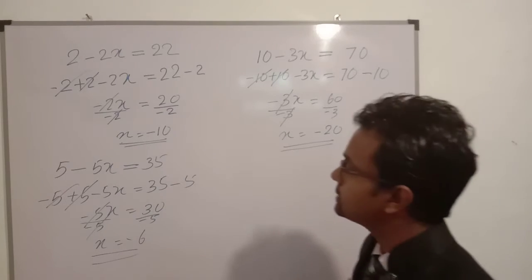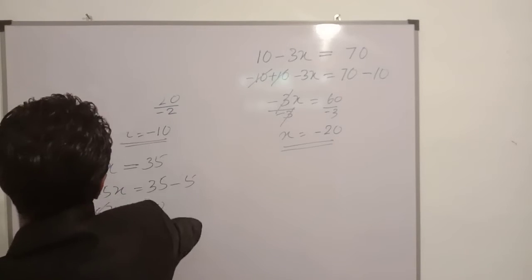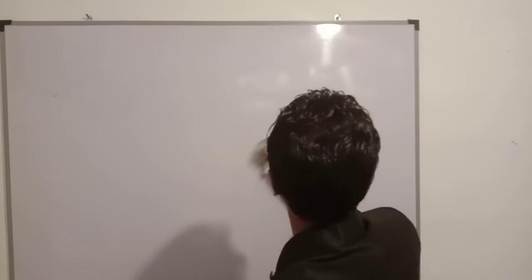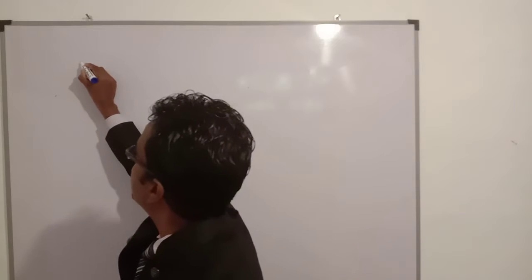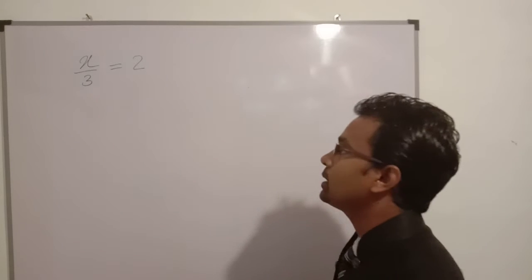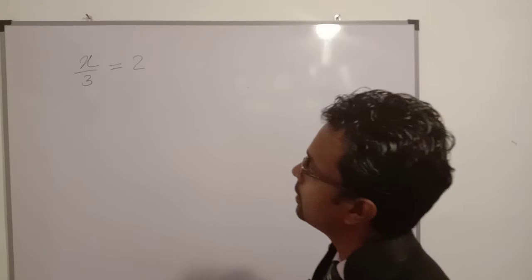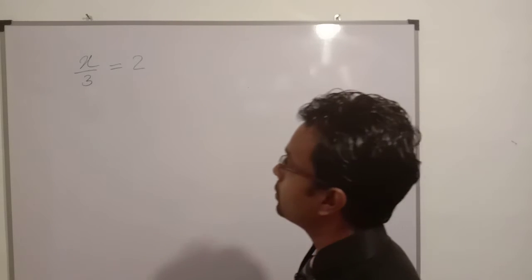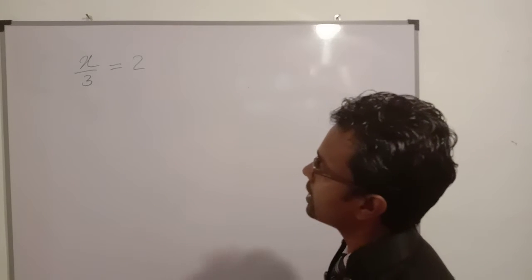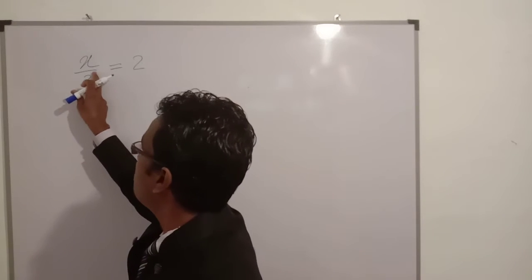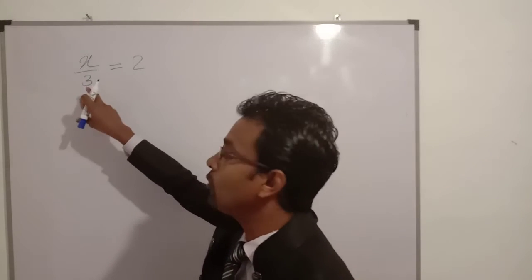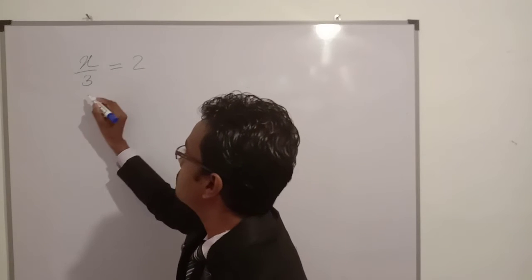Next, let's see simple equations with fractions. That's a very important thing. Here, x over 3 equals 2. This is an equation with a fraction. When we solve this, remember to cancel the fraction. For that, you multiply both sides by the value given in the denominator. The denominator is 3. If you want to cancel 3, multiply both sides by that number 3.